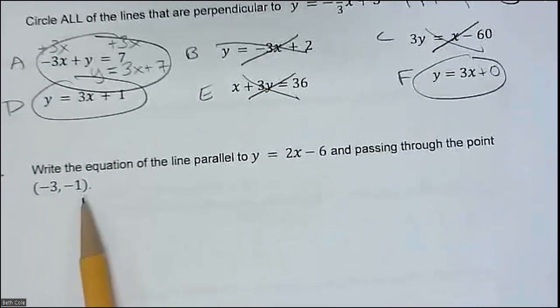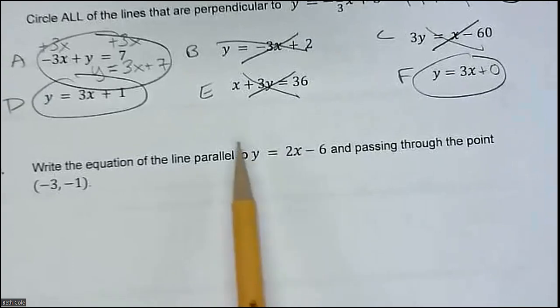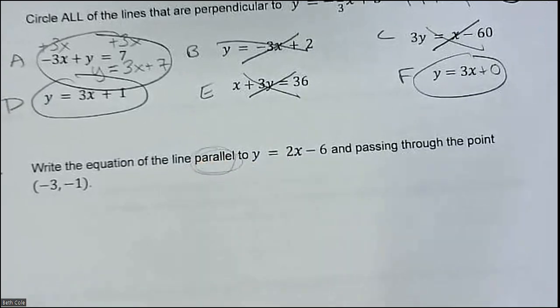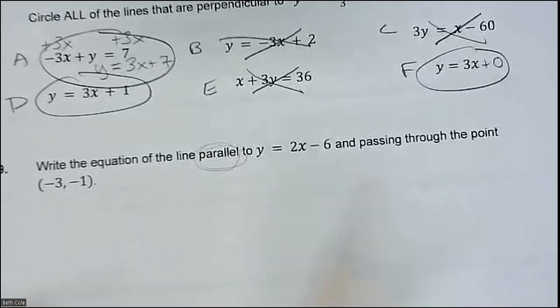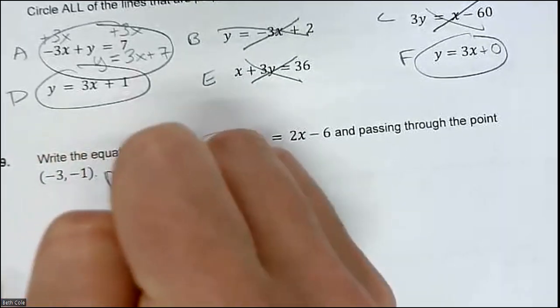All right, write in equations. This is like what we did on the first page. Parallel means what? Same slope. So what's the slope of this line? 2, right? So we want a slope of 2.